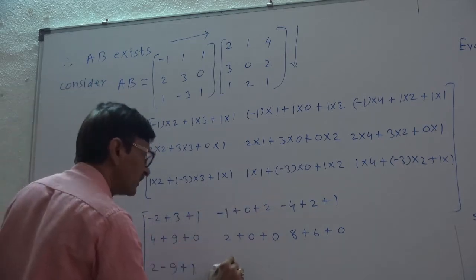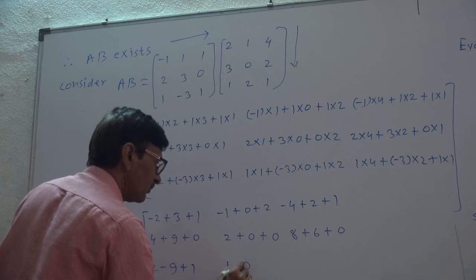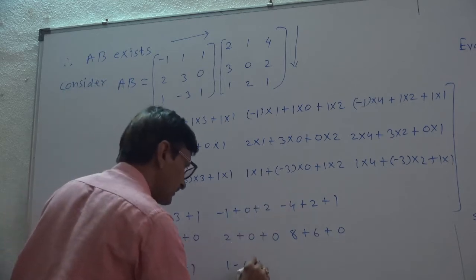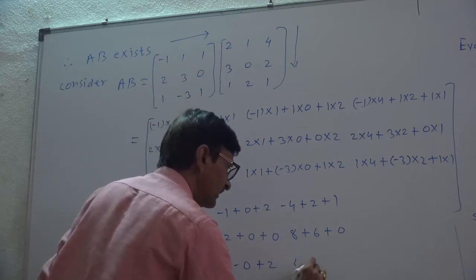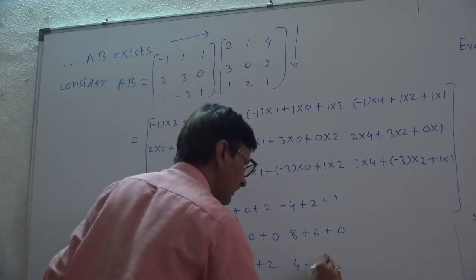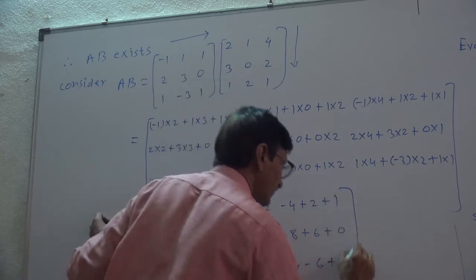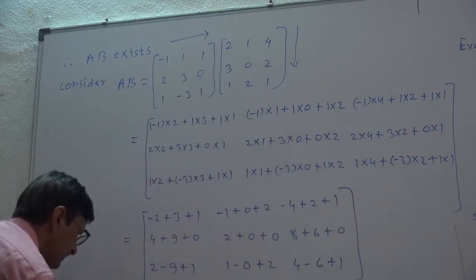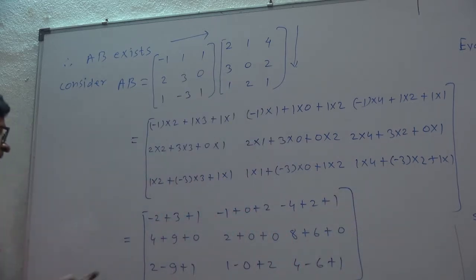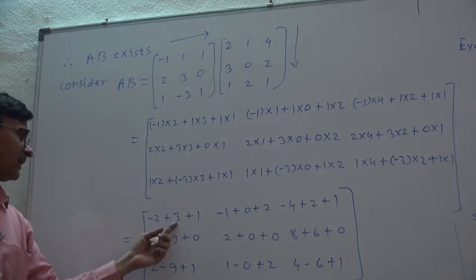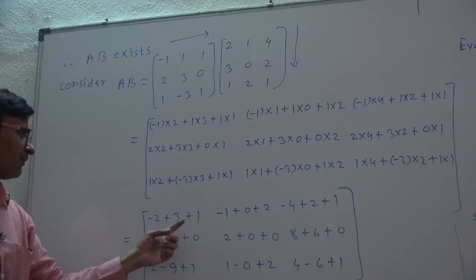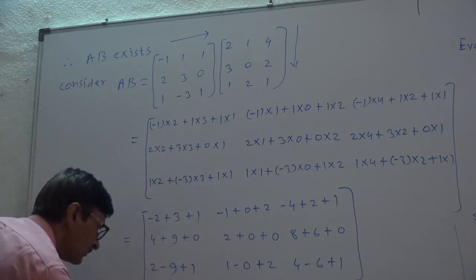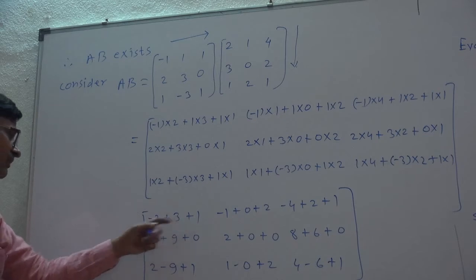1 into 1, 1 minus 0 or plus 0 we can write, plus 2. Then 4 minus 6 and plus 1, which gives us the matrix that is now minus 2 plus 3, that is 3. Minus 2 plus 3, 1. 1 plus 1, that is 2. 3 minus 2, 1. 1 plus 1, 2.